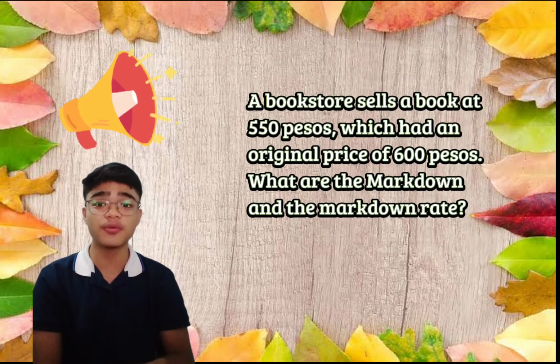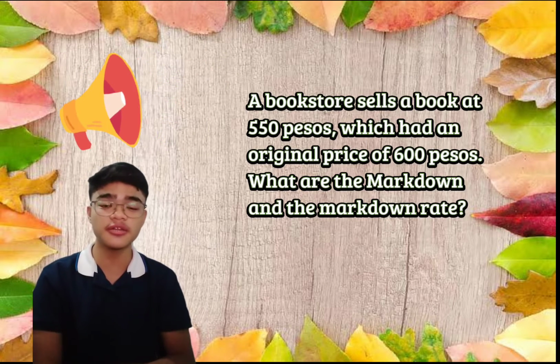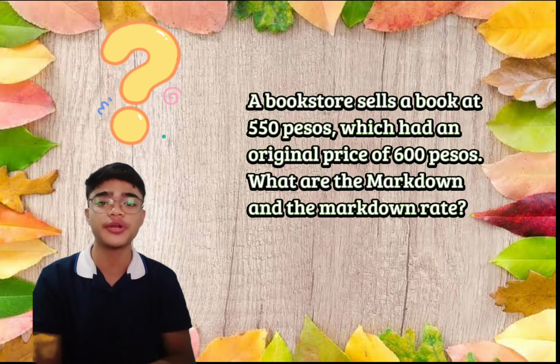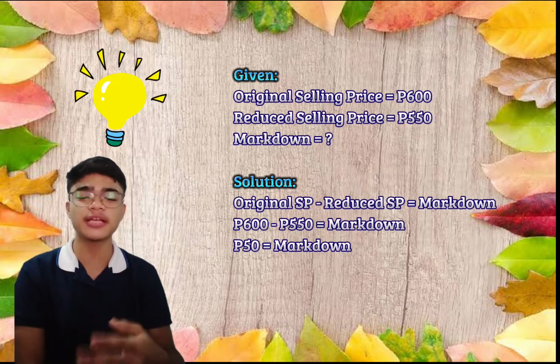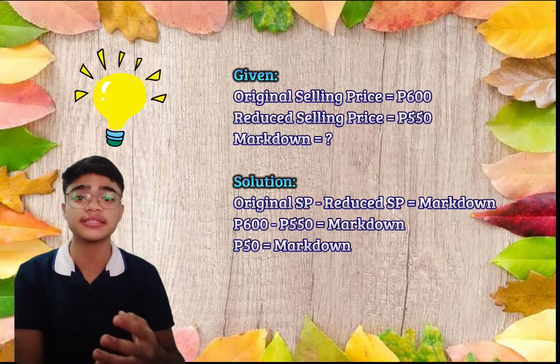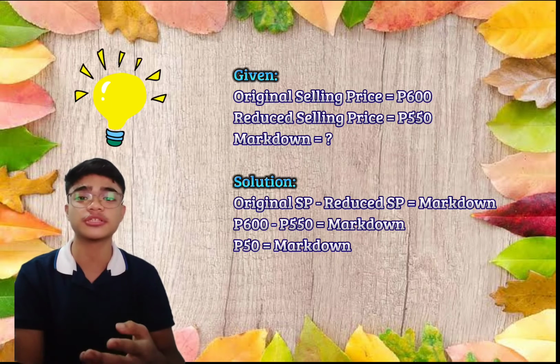A bookstore sells a book at 550 pesos which had an original price of 600 pesos. What are the markdown and markdown rate? We can get the markdown by subtracting the 550 pesos reduced selling price from the 600 pesos original selling price, which then results in 50 pesos.